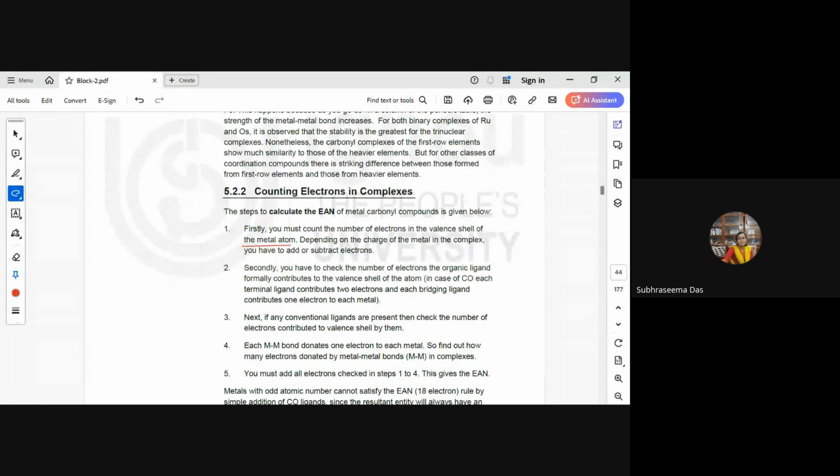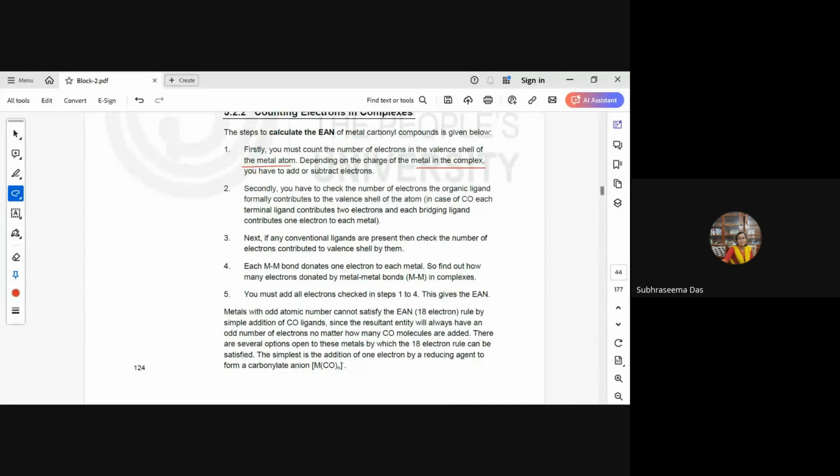Then we have to look into the charge of the metal in the complex, and accordingly add or subtract electrons. So the primary step deals with finding the exact number of electrons present in the valence shell of the metal atom. Secondly, we have to find out the number of electrons from the ligands that contribute to the valence shell of the metal atom.